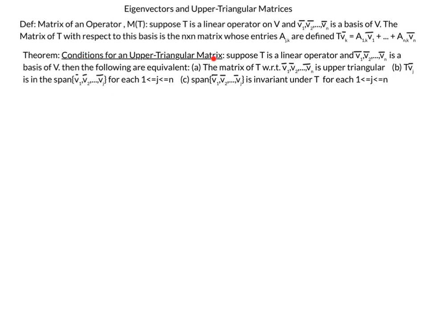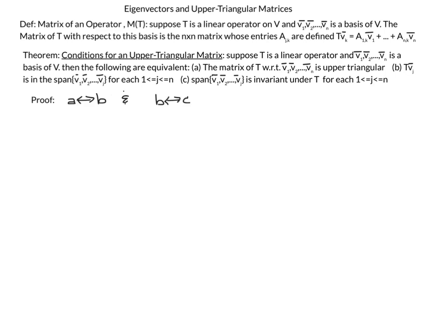Conditions for an upper triangular matrix. Suppose T is a linear operator and our vectors v1, v2, up to vn are a basis for V. Then the following are equivalent. 1, the matrix of T with respect to our basis is upper triangular. 2, T operating on the jth basis vector is in the span of the first j basis vectors, and this is true for every j from 1 through n. 3, the span of the first j basis vectors is invariant under T for each j from 1 through n.